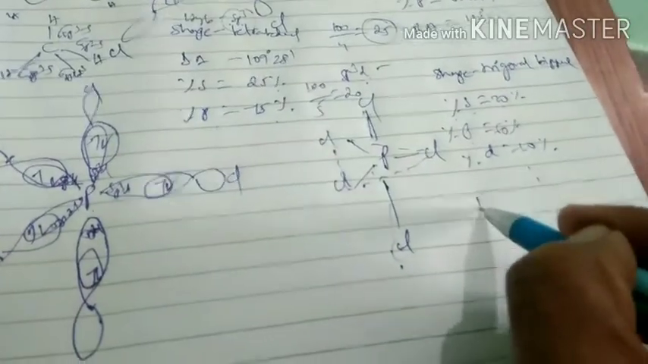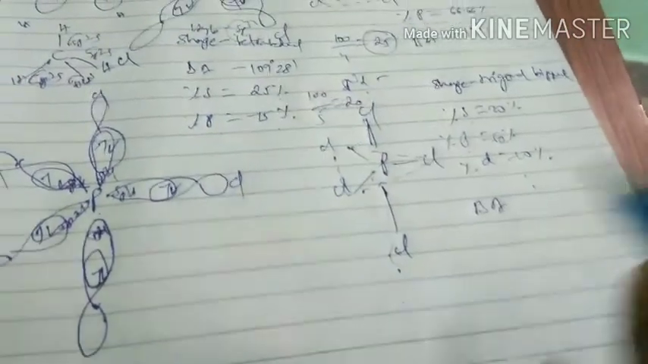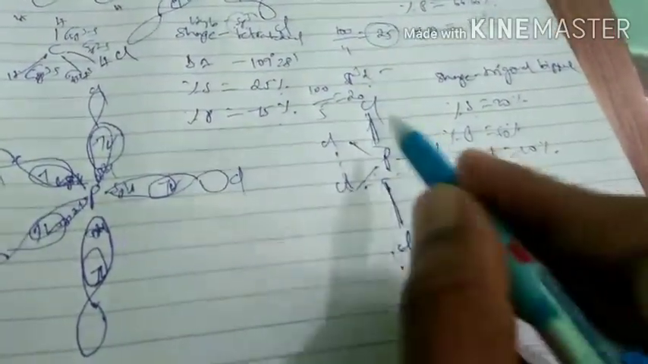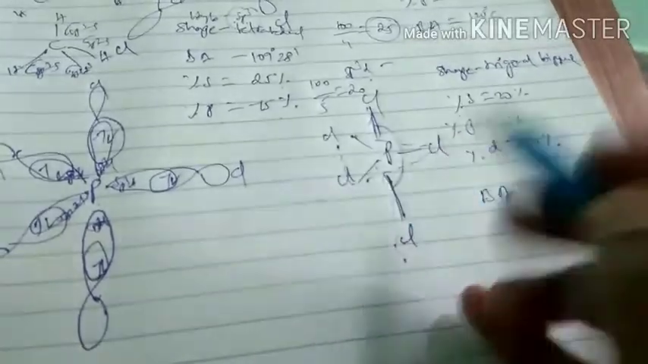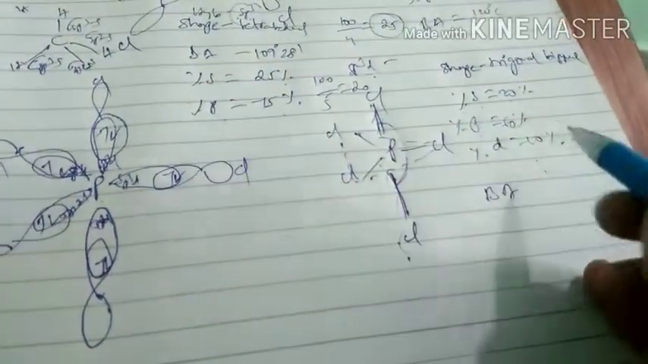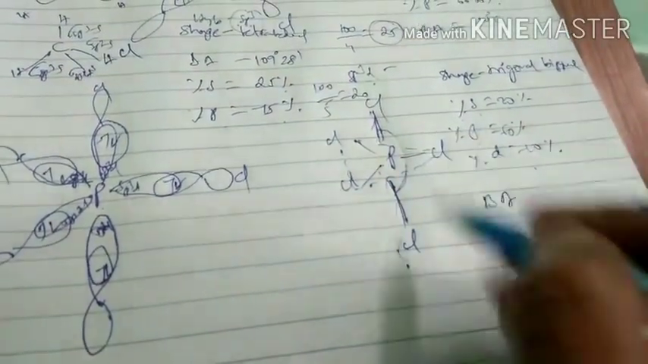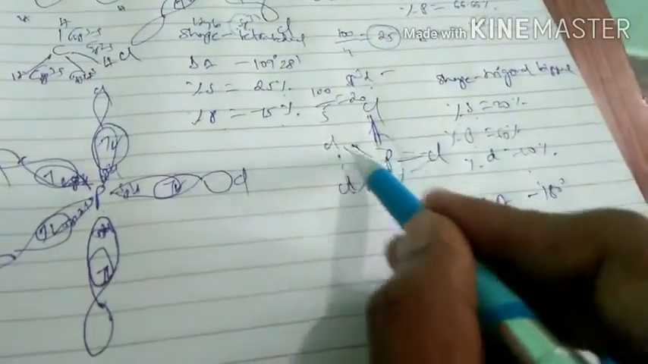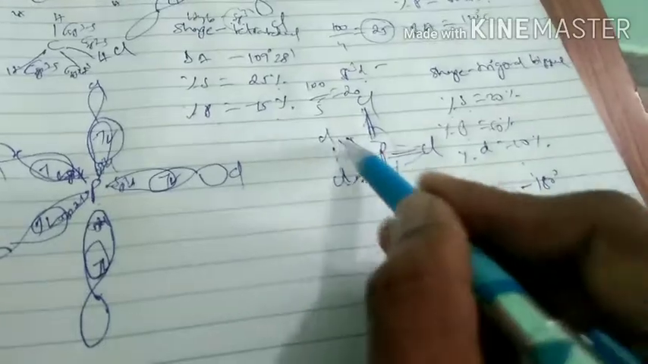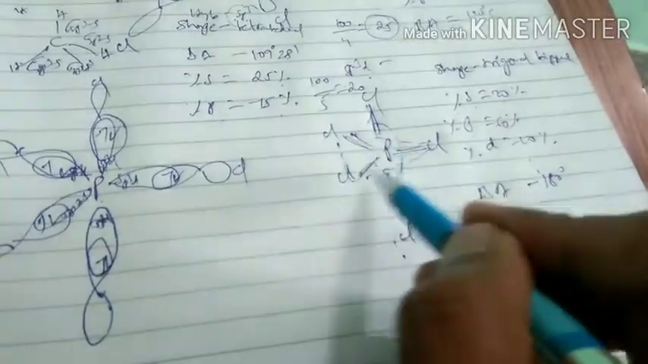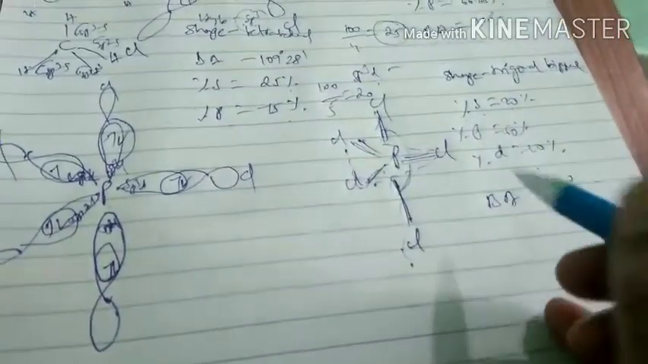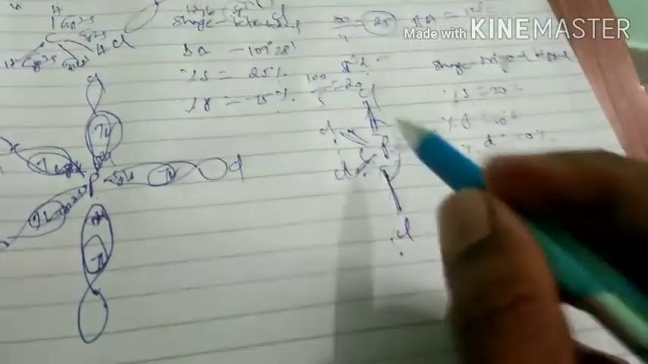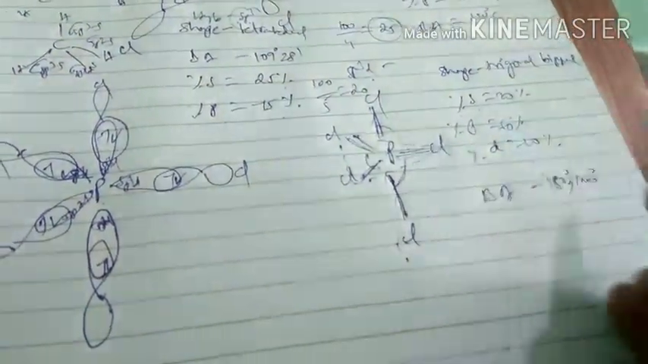Next one, bond angle. Here 3 types of bond angles are present. These bonds are called axial bonds. Between axial bonds, because both are present in a straight line manner, the bond angle is how much? 180 degrees. These 3 bonds, the bonds which are present in the plane, are called equatorial bonds. Between equatorial bonds, the bond angle is 120. Between axial and equatorial, the bond angle is 90.